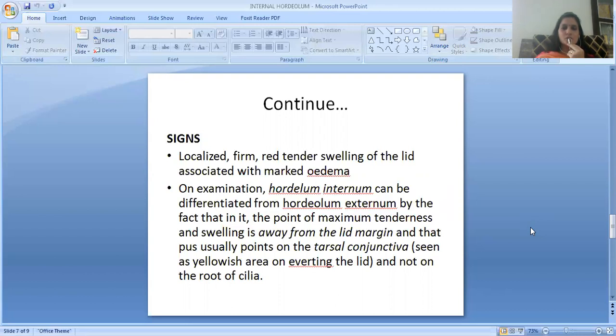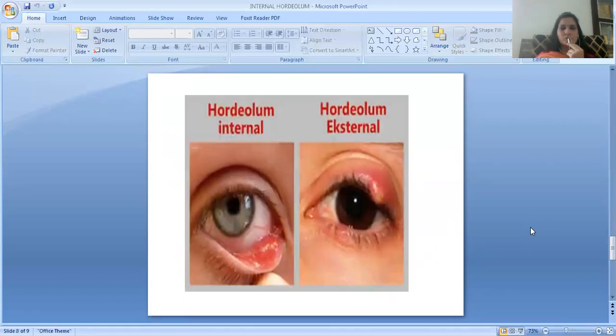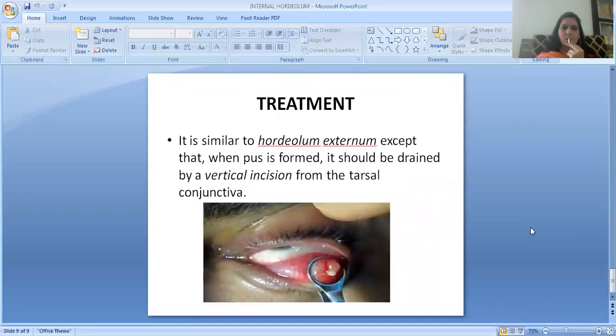On examination, hordeolum internum can be differentiated from hordeolum externum by the fact that in it the point of maximum tenderness and swelling is away from the lid margin, and that pus usually points on the tarsal conjunctiva and not on the root of cilia. Here in the image you can see the hordeolum internum and the hordeolum externum respectively.